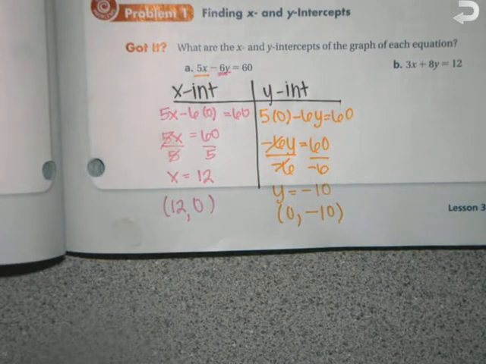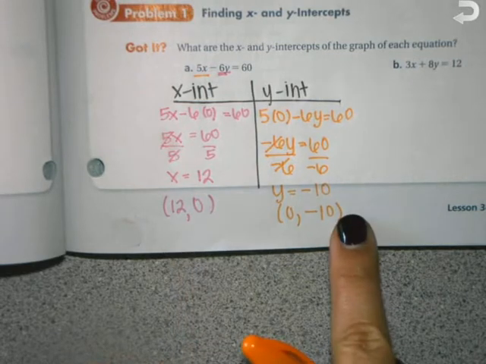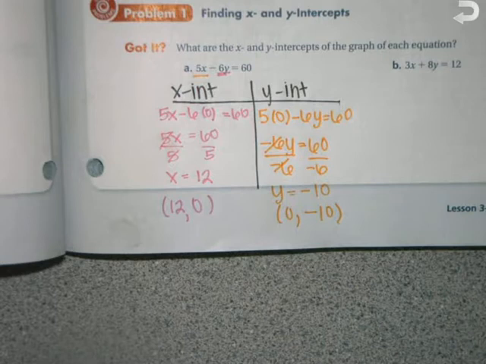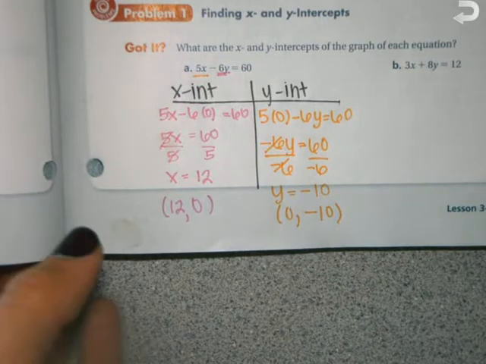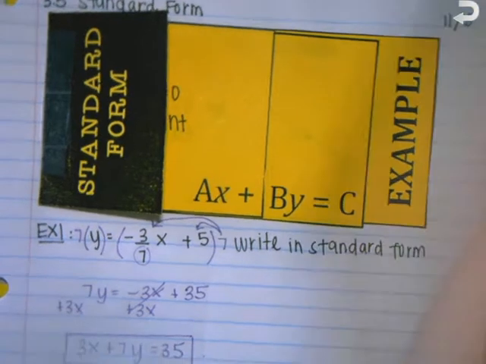You are finding both. So when I give you an equation in standard form, you can find the x-intercept and the y-intercept, plot those, and then just draw the line in between them. So that's what we're going to do in our notebooks. So let's write that down in our notes.